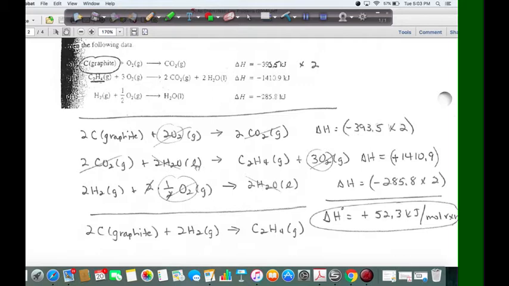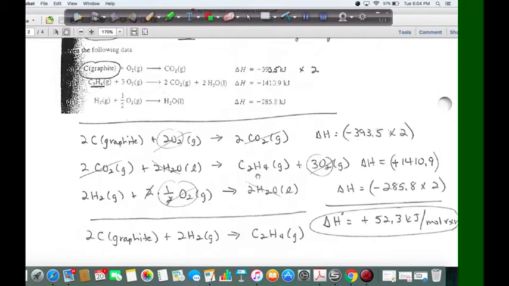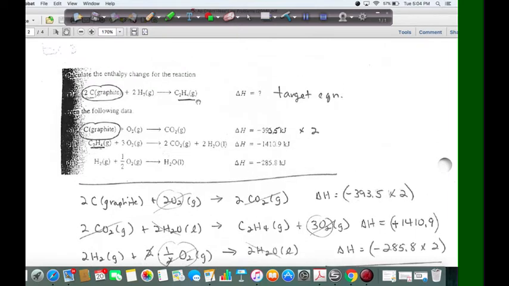Be careful, like I said, sometimes it might be the same formula but a different state. It has to be identical. That's not the case in this one. I can get rid of the 2H2O. Once I've gotten rid of all of that, if I write down what I have left, this is 2 carbon as a graphite plus 2H2 as a gas gives you C2H4 as a gas. Does it match my target equation?